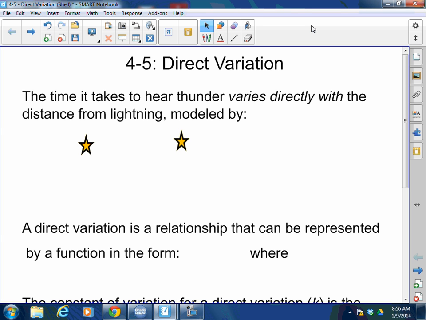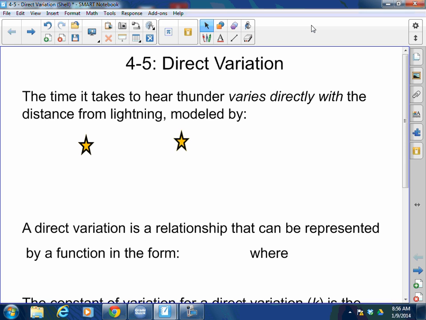The time it takes to hear thunder varies directly with the distance from lightning. Think about what that says before we look at how we model that in an equation. So what would that mean to you in your head when something varies directly with something else? For example, if I tell you working out varies directly with your weight, or the amount of studying varies directly with your grades, what do you think varies directly means?